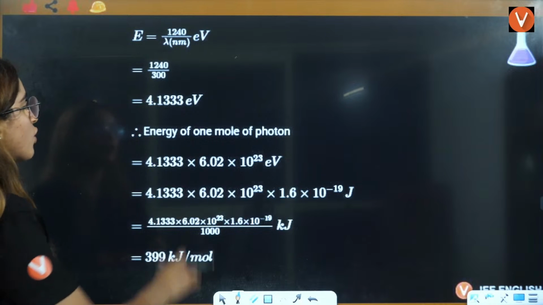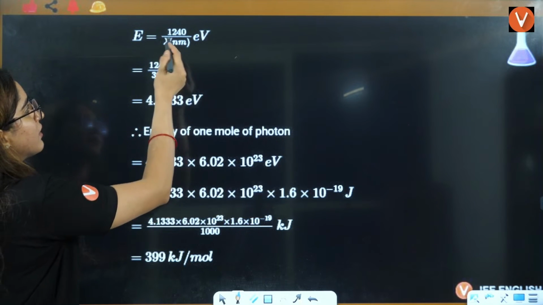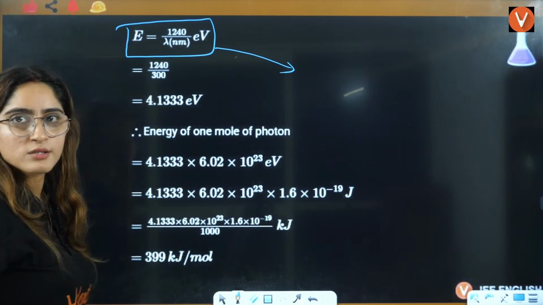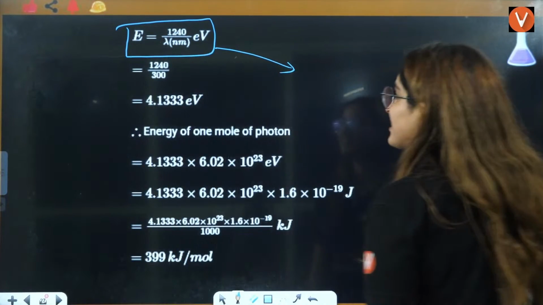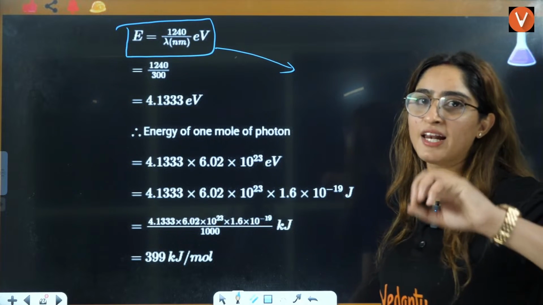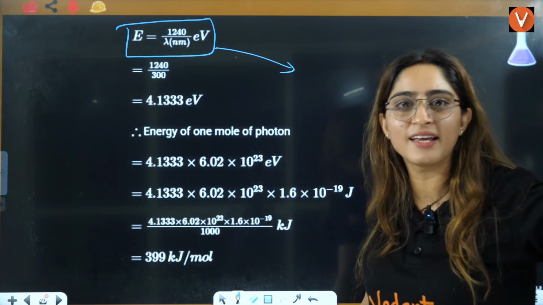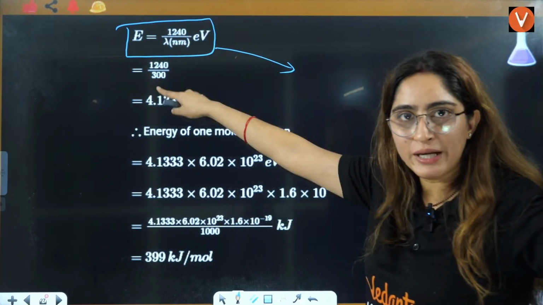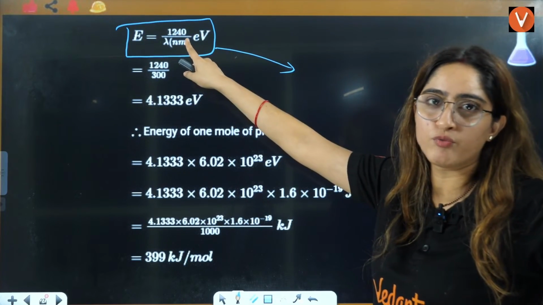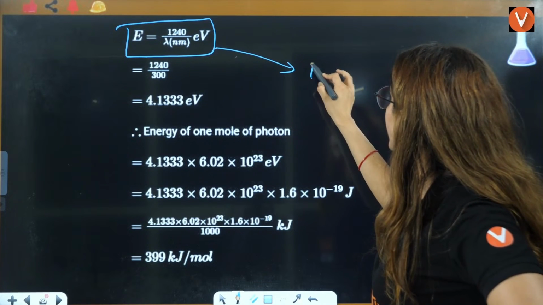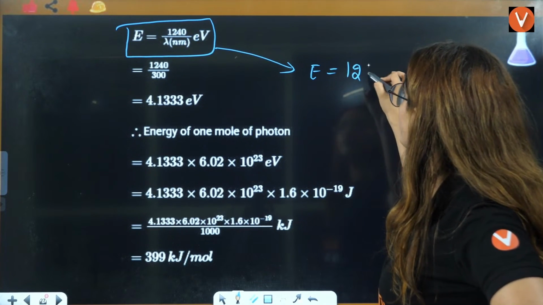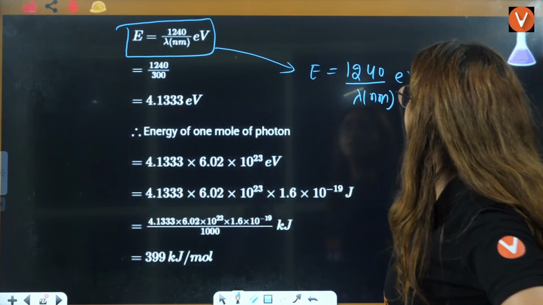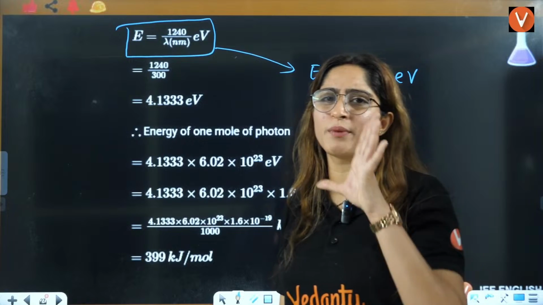Same thing. This formula is important. Now, what is this formula? This is nothing but they have just written the value of hc here, nothing else. So if you put lambda in nanometer, you will have the answer in electron volt. So here E is equal to 1240 by lambda. If you put lambda in nanometer, this will be in electron volt. You just need to remember one formula.